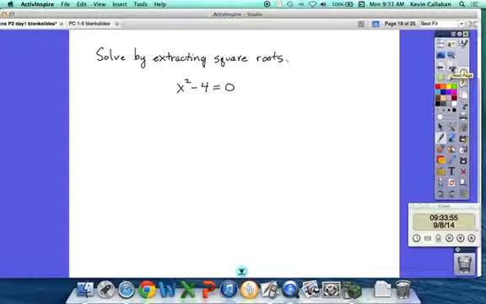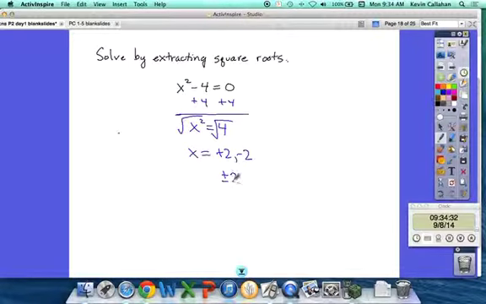This is what they mean by extracting square roots. When the expression doesn't have a linear term, the only x is in the squared term, then you can solve it by solving for the x squared. Add 4 to both sides, and then take the square root. So when we take the square root, x equals plus or minus 2. Don't forget the minus, right? Plus 2, minus 2, also known as plus or minus 2.